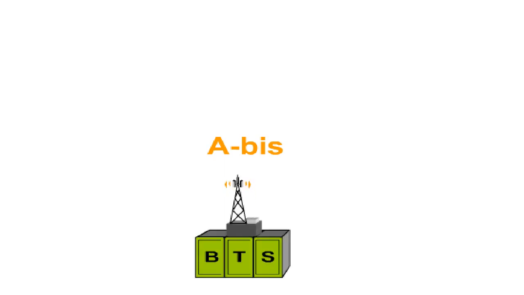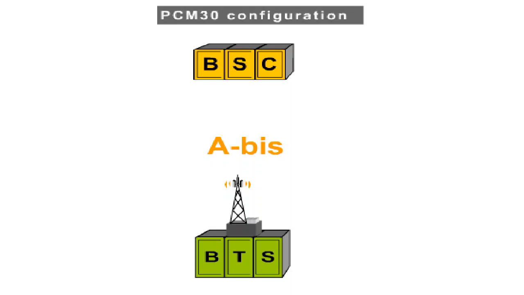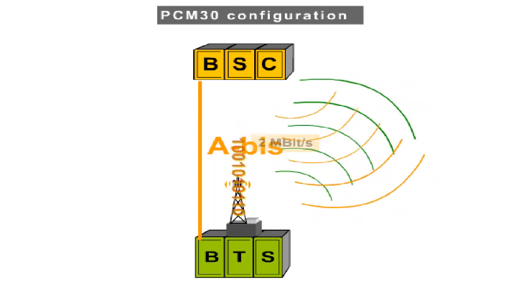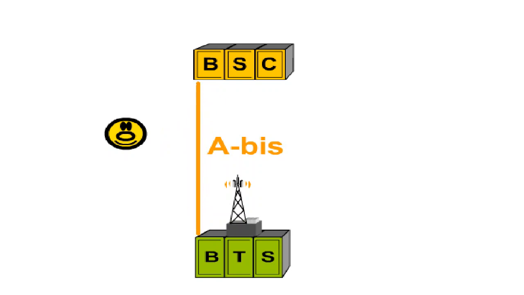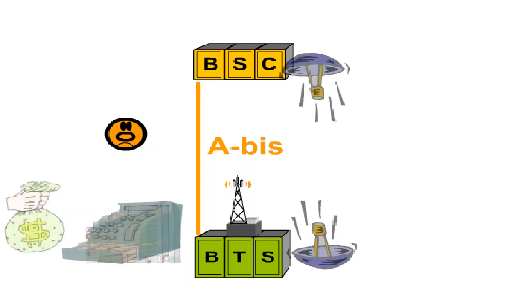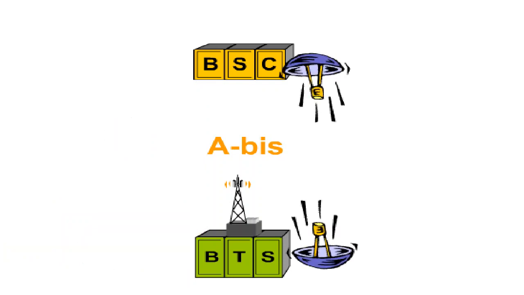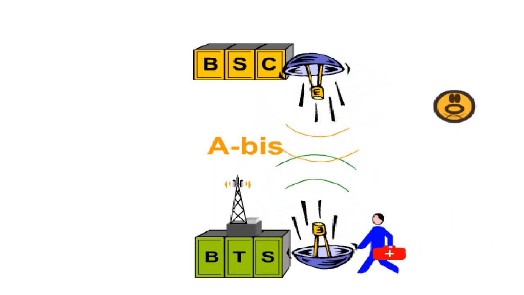The A-bis interface connects the Base Transceiver Station, BTS, with the base station controller, BSC. In the PCM30 configuration, the data at this interface is transmitted via cable or via microwave transmission at a bit rate of 2 megabits per second. A cable connection is more resistant to interference, but a network operator must lease it from a fixed network operator. The microwave links can be operated independently and are easily configured by the network operator, but they are more sensitive to interference.